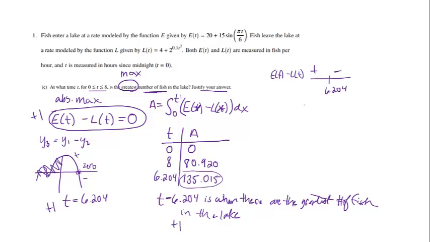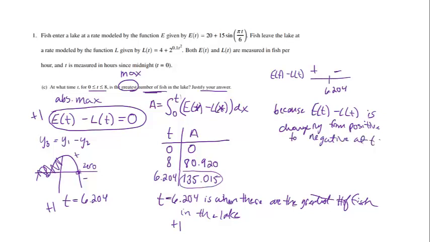So we could also justify this as saying t equals 6.204 is when there are the greatest number of fish in the lake. We could have said that because E of t minus L of t is changing from positive to negative at t equals 6.204. So that would have been another okay justification for us to do.